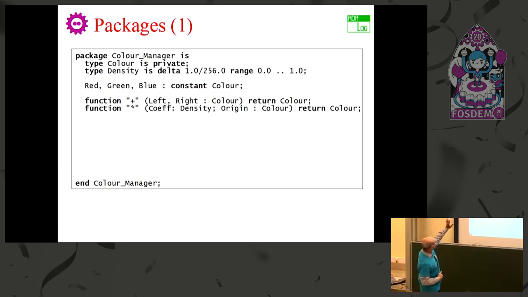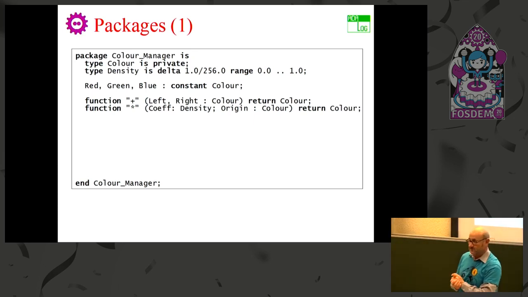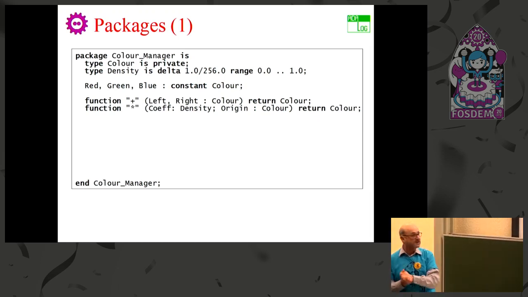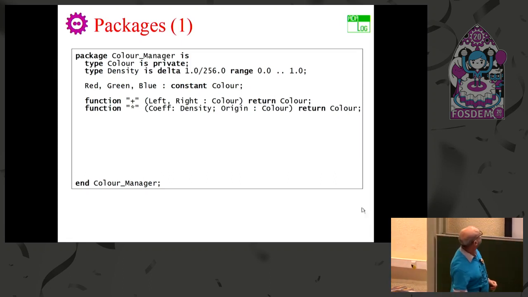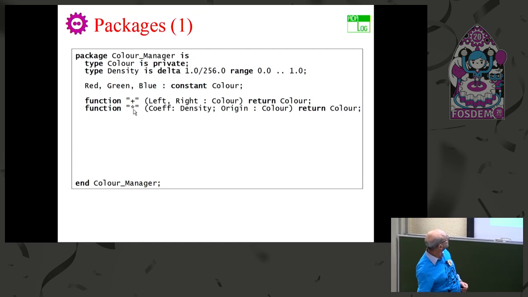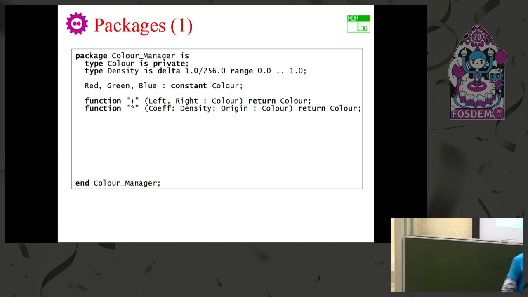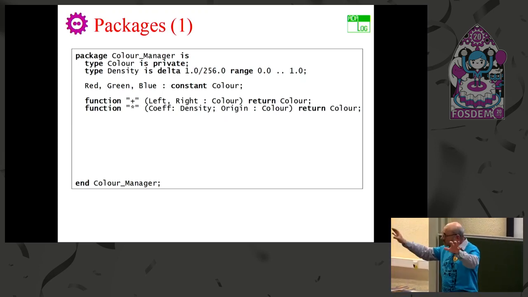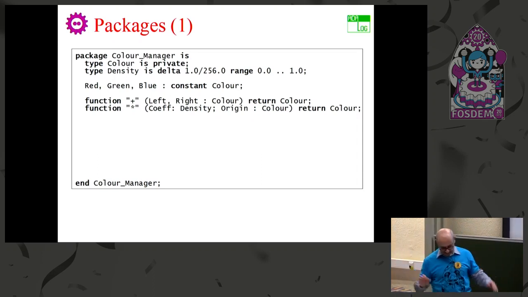So a package has a specification. For example, here I have a color manager, and I define a color type as private. It means, okay, I tell you there is a type, it's called color, but I don't tell you how it's made inside. And then you can provide operations. Here we have the redefinition of operations, so I can add two colors to make another color, or multiply a certain color by a certain density. I announce those properties, but I don't tell how it's done.